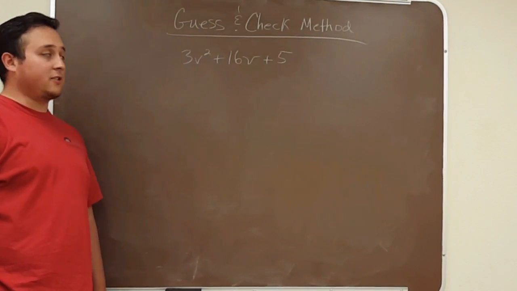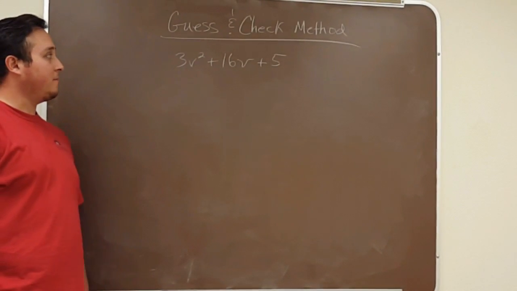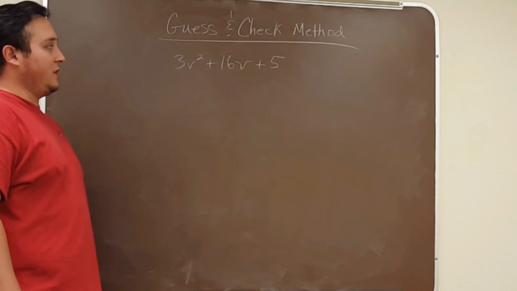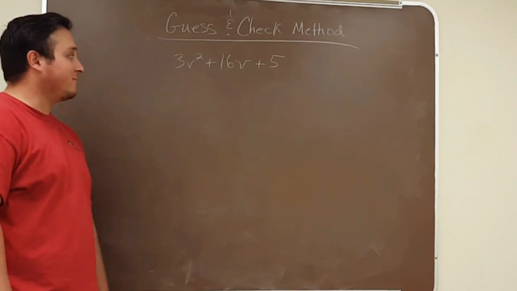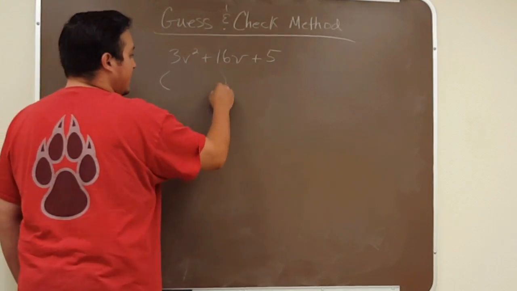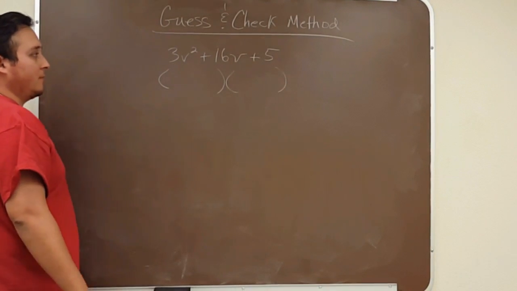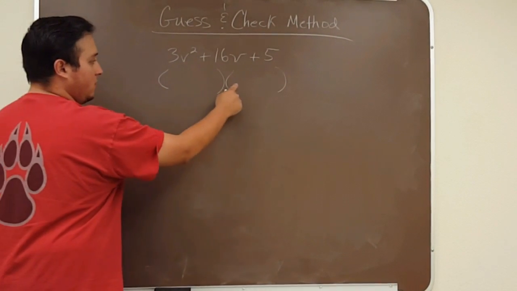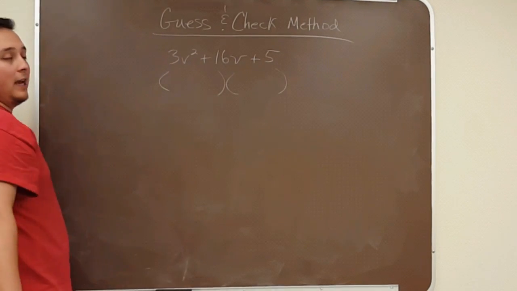Our next method to factoring is the guess and check method. In this case, we just guess and check. So start off by writing your two sets of parentheses and write in these two spaces here factors of your a term.